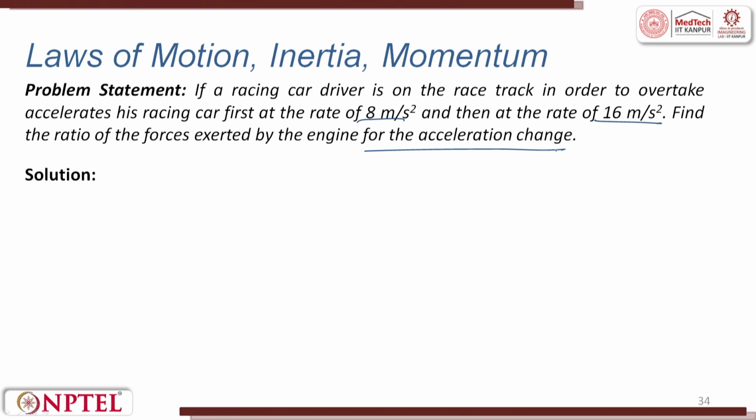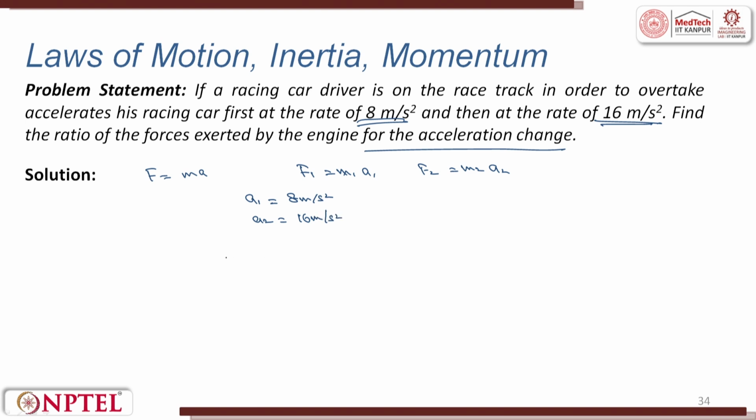So, we will just use a simple formula again, force is equal to mass into acceleration, that is force F1 is equal to mass 1 into acceleration 1 and force F2 is equal to mass 2 into acceleration 2. The mass is the same all the time, the mass is m. We know A1, the initial acceleration, is 8 meters per second square, and A2 is equal to 16 meters per second square.